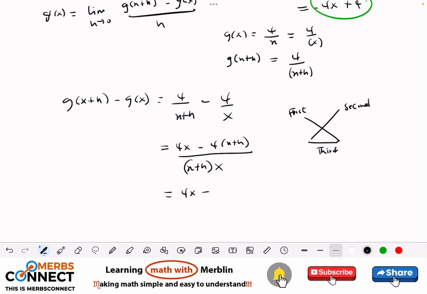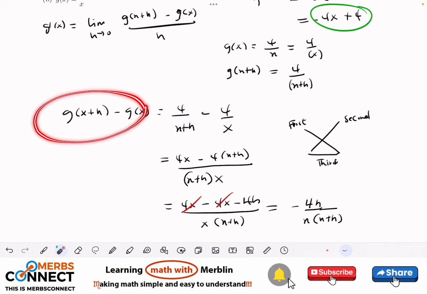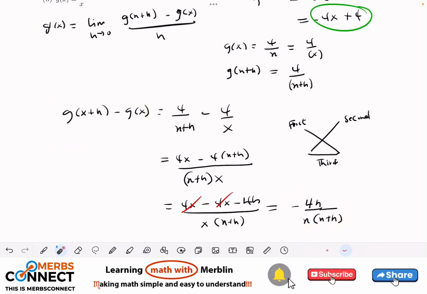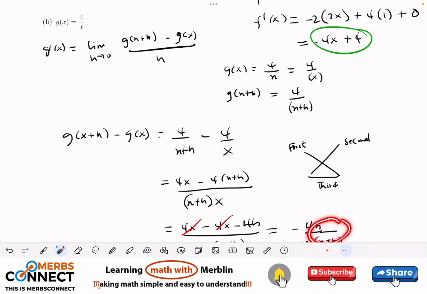4x minus 4x minus 4h. So I distribute the negative 4 to this and that. So divided by this one, I can write this as x times x plus h. And then, fortunate for us, this will cancel this. So we are going to have minus 4h divided by x times x plus h. Good. So now this is the whole of this. So we can place it here.